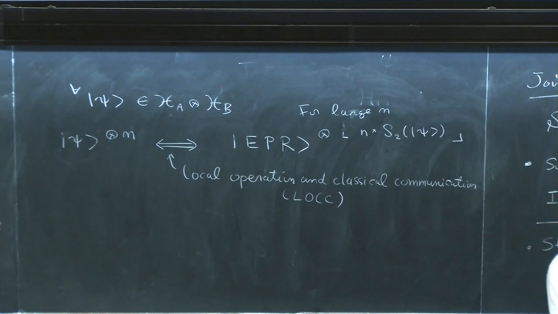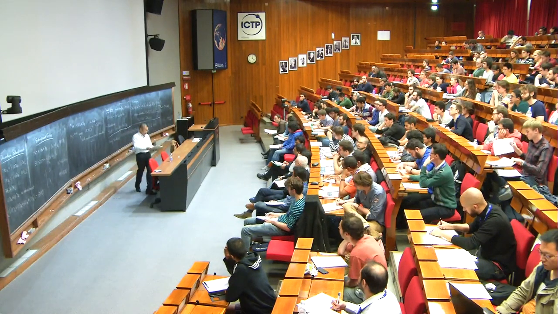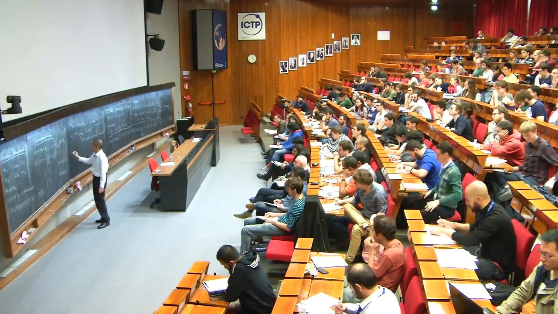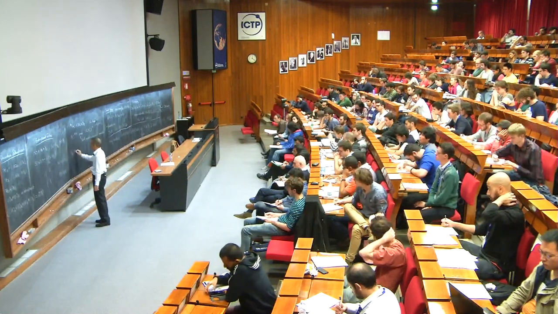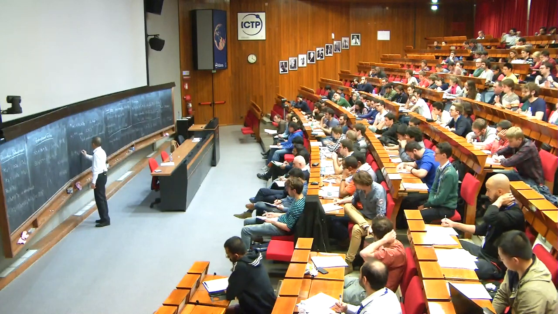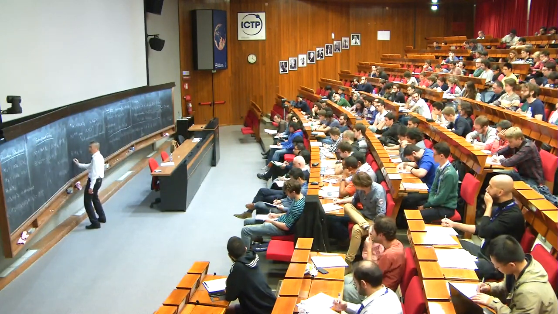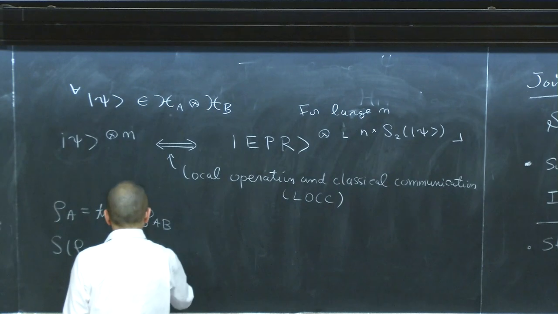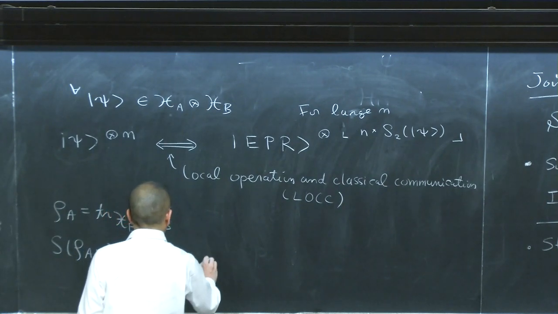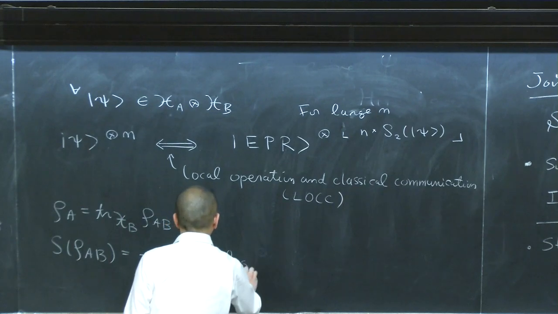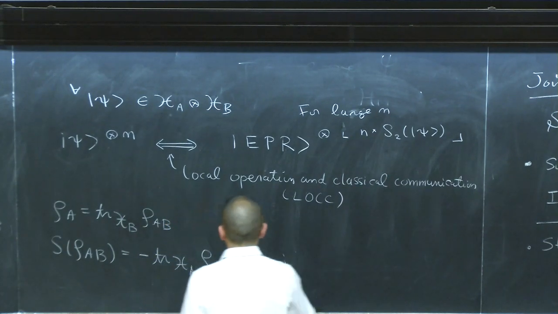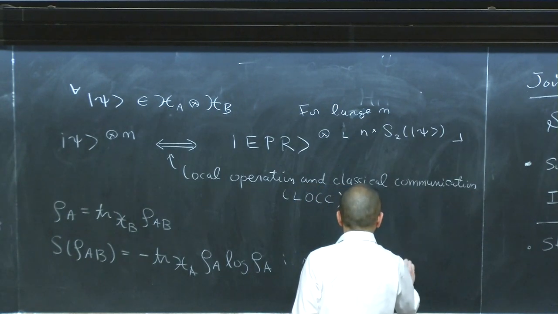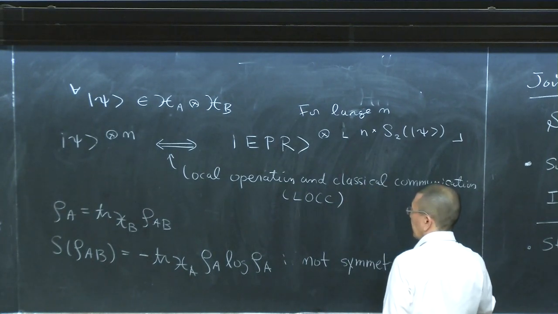Now, I should say that this was about pure states. For mixed states, you can certainly start with a mixed state. So instead of this, you can also consider rho A to be the trace over H_B of rho AB for a more general mixed state. And then one can define the entanglement entropy for this one. So this actually is not symmetric in A and B.